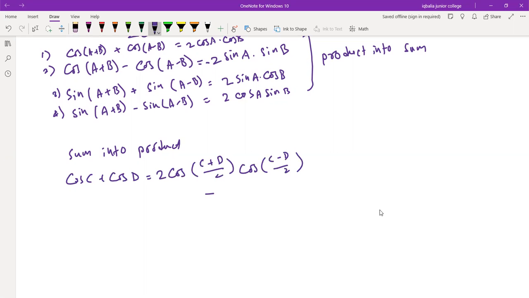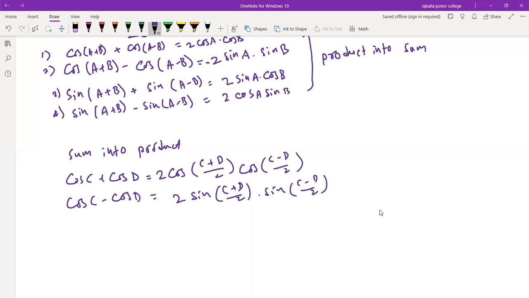But how can we memorize cos c plus cos d? And if I have cos c minus cos d, then we have 2 sin((c+d)/2) sin((c-d)/2).